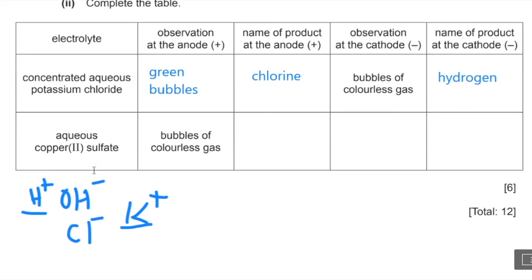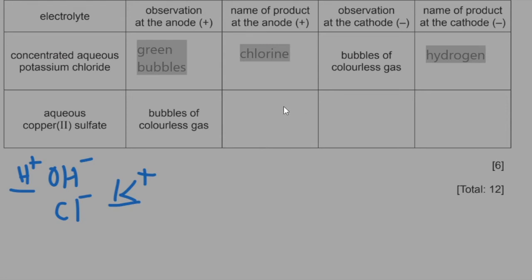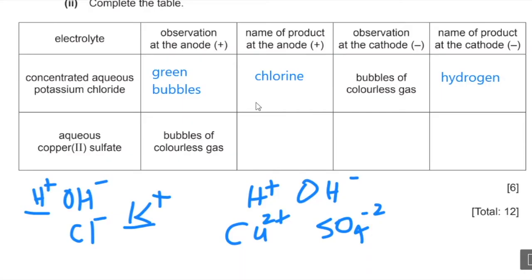Alright, and then we have aqueous copper sulfate. Let me write down the ions once again. Since it's aqueous, we'd have hydrogen and hydroxide ions, and then the compound itself, which would give copper and sulfate ions. Name of the product at the anode: we have the negative ions as hydroxide and sulfate ions, and as discussed earlier, the more reactive of the two negative ions is discharged at the anode. In this case it is the hydroxide ion, which is more reactive than sulfate ion, and that would give oxygen gas.